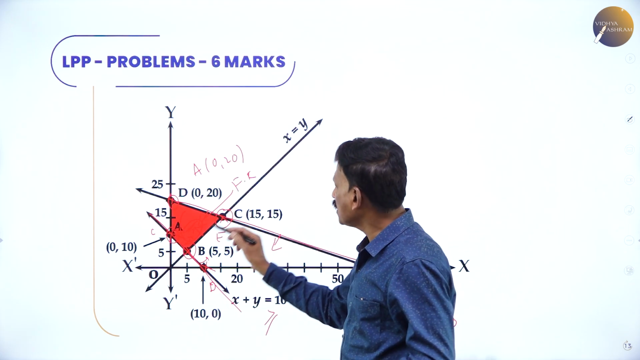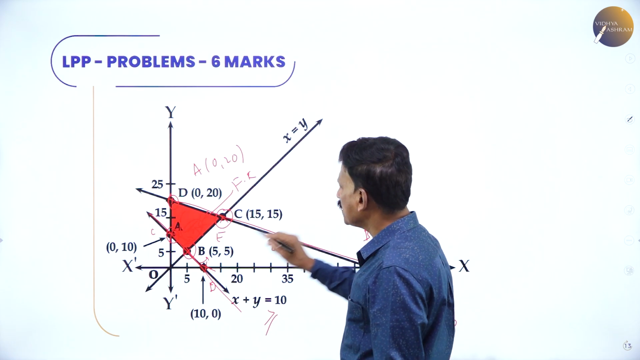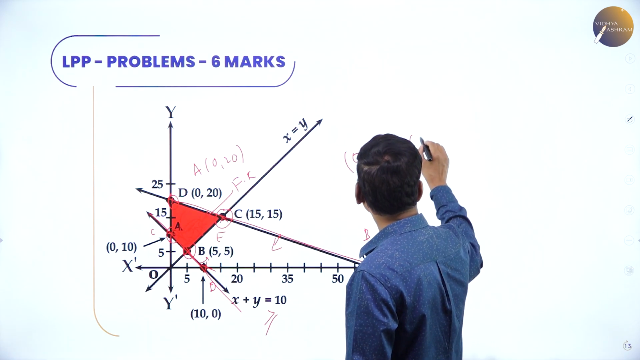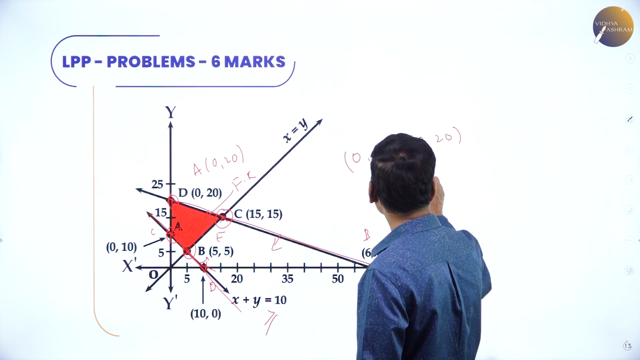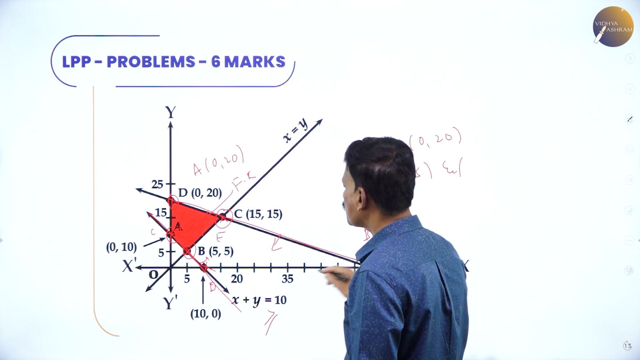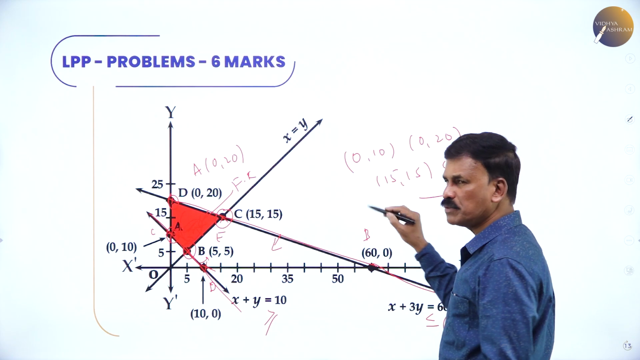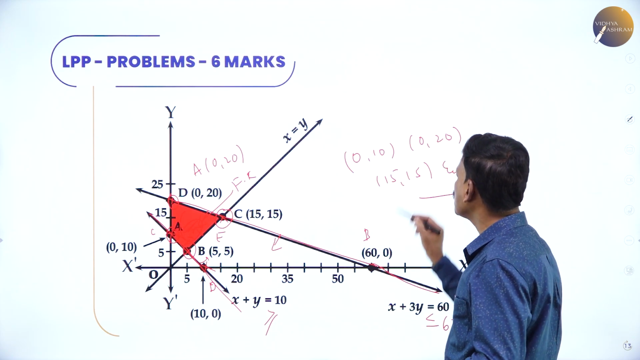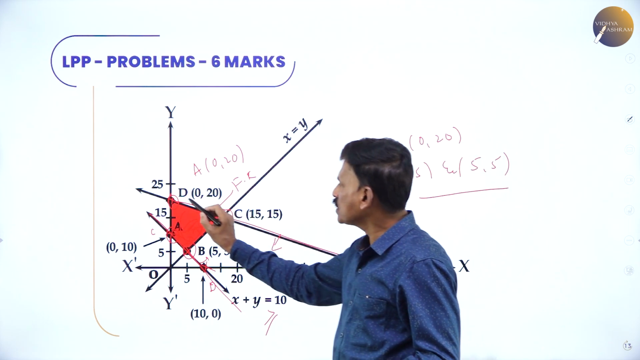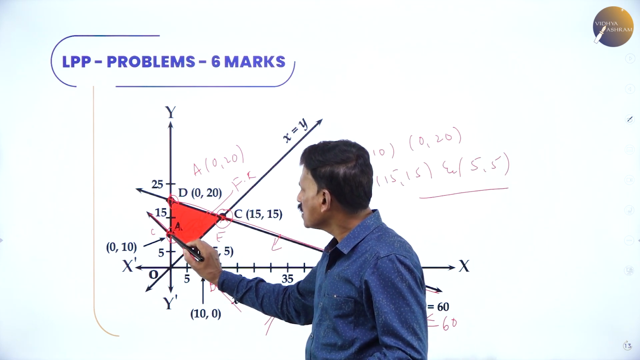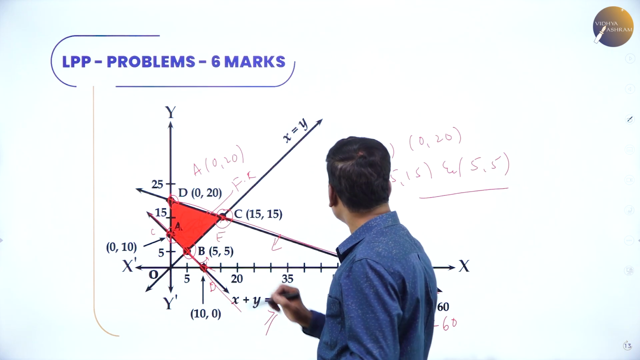Now, therefore, these are the corner points. First one is 0, 10, then 0, 20, then 15, 15, and the last one is 5, 5. So these are the corner points. You can name them A, B, C, anything you like. So these are called the corner points. That is, 0, 10, 5, 5, 15, 15 and 0, 20.